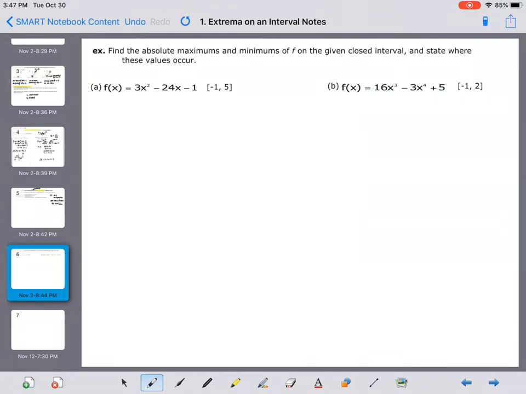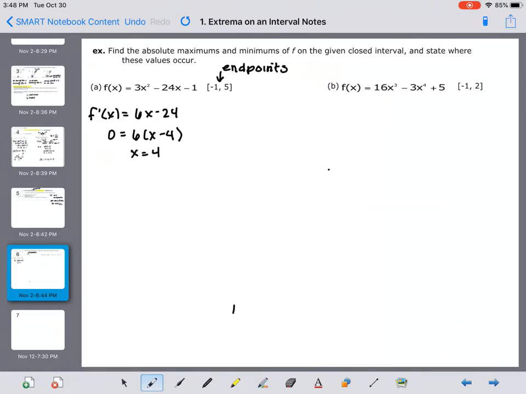It says find the absolute maximum and minimums of f on the given closed interval and state where these values occur. So, looking at my endpoints, those are two of my candidates. Okay, my other candidates come from my derivative. So I want to take the derivative of this equation. So 6x minus 24. Okay, set it equal to 0 to get my critical value, and I can factor this. Even though it's linear, we can still factor, which means x is equal to 4.